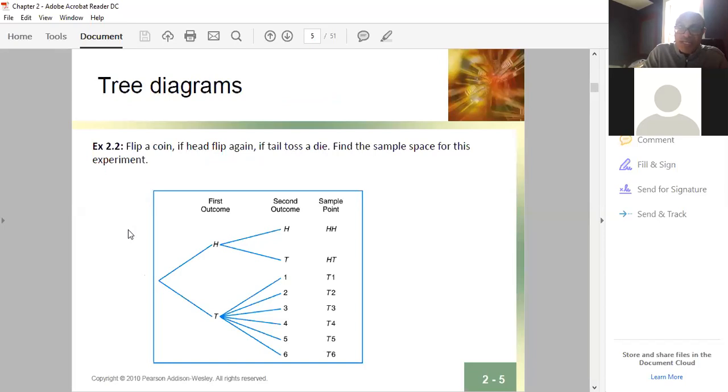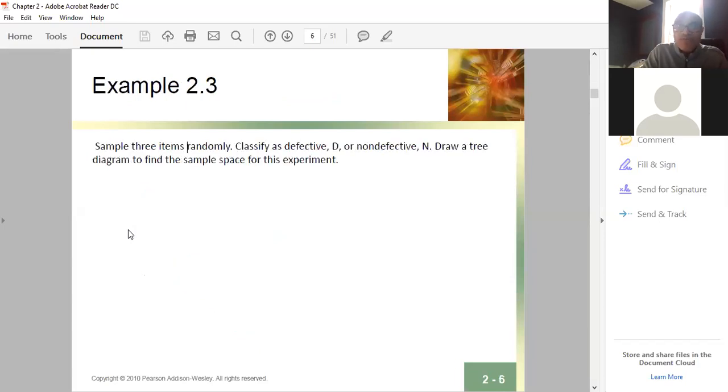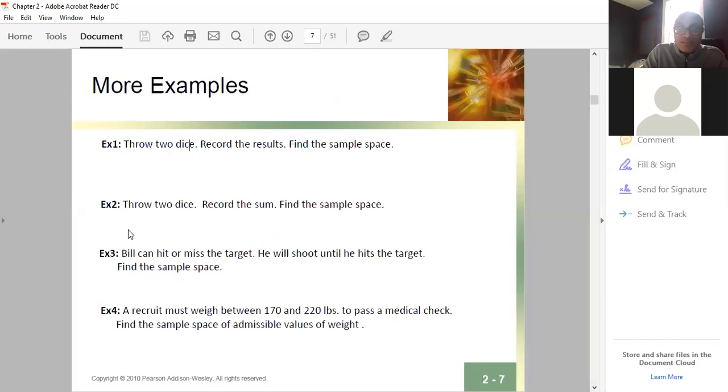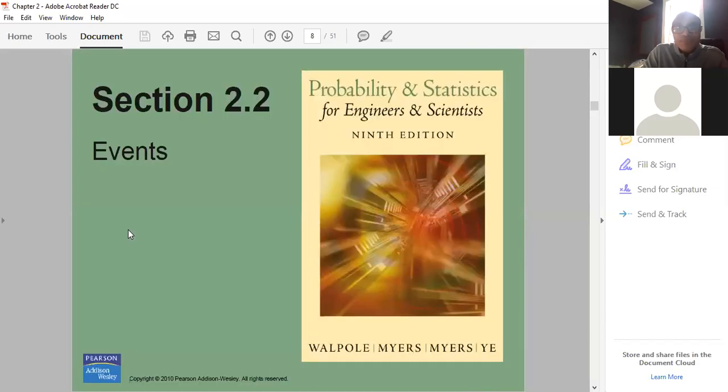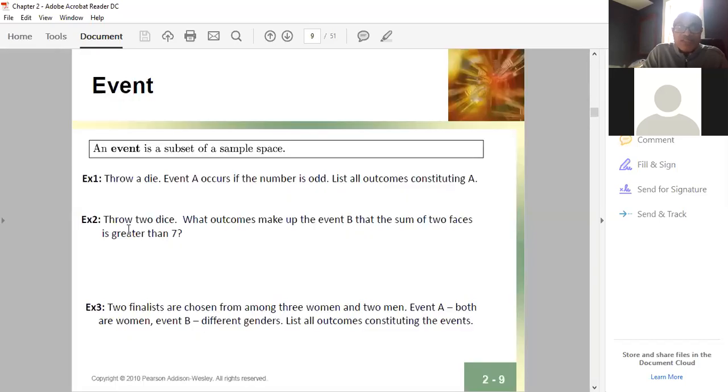Then after, some tree, this is called a tree diagram. We are going to go through this flipping of coin example and its tree diagram. Then after, we are going to see some practical examples. And then after, we will be switching over to the next one, that is the events. An event is a subset of a sample space.